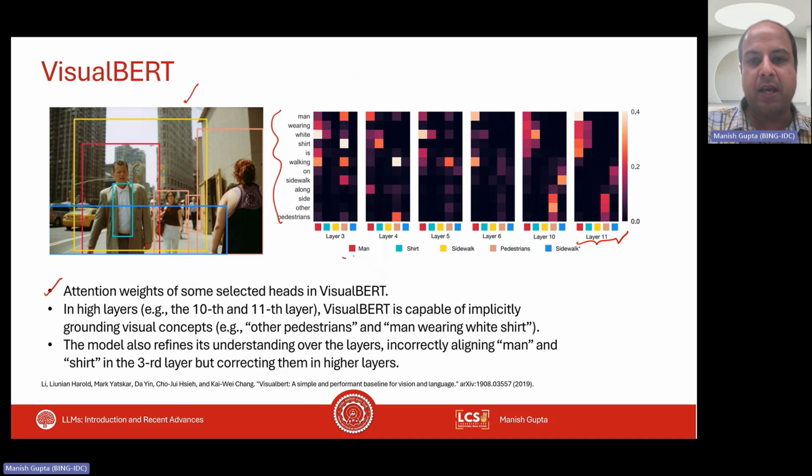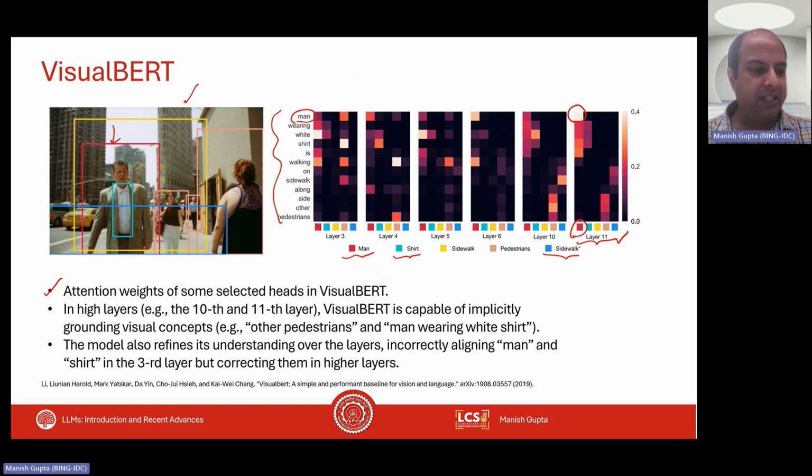So the red one is man, the bluish one is shirt, and the bluish kind of stuff is sidewalk and so on, right? So what you observe is that if I look at the word man, fortunately, it has a very high attention weight for the box man, in that sense, the image piece man. Okay, and that's very useful and nice, because it nicely tells us that the model is actually learning to correlate pieces in the image with the tokens in the text. Okay.